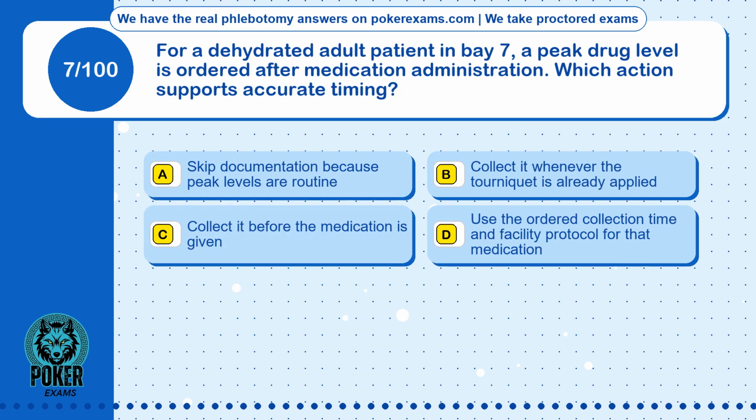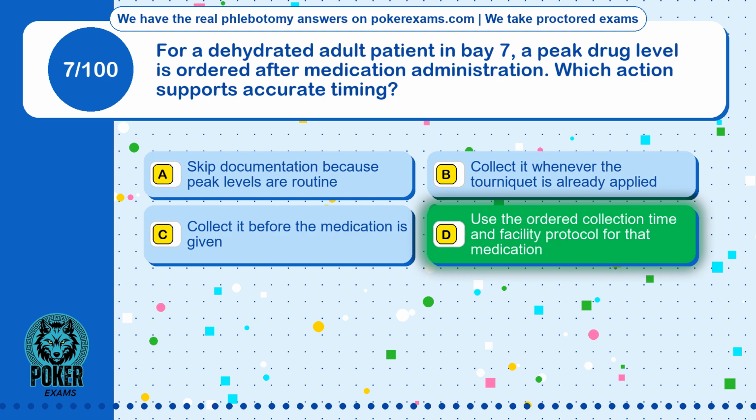Question 7. For a dehydrated adult patient in Bay 7, a peak drug level is ordered after medication administration. Which action supports accurate timing? Option A, skip documentation because peak levels are routine. Option B, collected whenever the tourniquet is already applied. Option C, collected before the medication is given. Option D, use the ordered collection time and facility protocol for that medication.